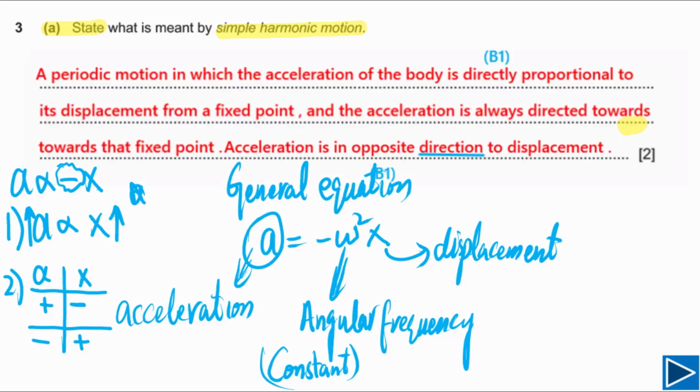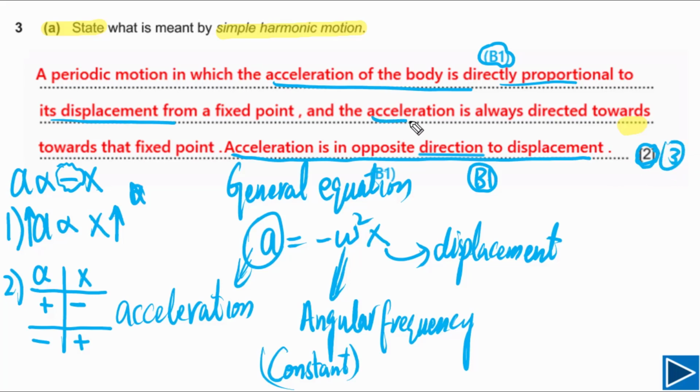This question has 2 marks. In the exam, if you write that acceleration of the body is directly proportional to its displacement, you will get 1 B mark. If you write that acceleration is in the opposite direction to displacement, you will get the second B mark, so 2 marks in total. If this question has 3 marks, then you also need to mention that acceleration is always directed towards a fixed point, for another B mark. But this question is only for 2 marks.